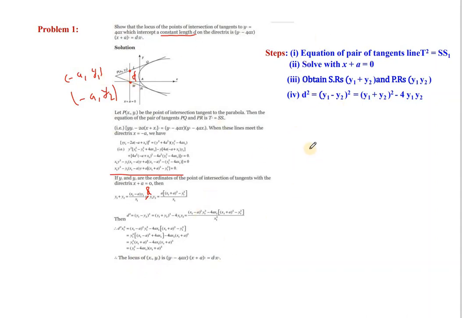So what have we done in this? We have the equation of the pair of tangents given by t square is equal to ss1. This is known to us, and then we'll have to solve that with this. Why do we need to solve? Because it is making an intercept with the directrix. So you'll have to consider that and solve these two, from which you'll get a quadratic equation in y. From that you will get the sum of the roots and the product of the roots, using which you can determine this.